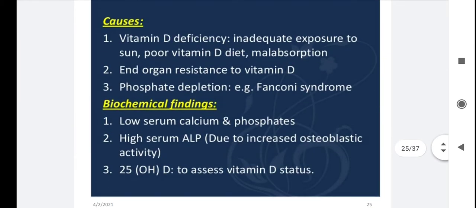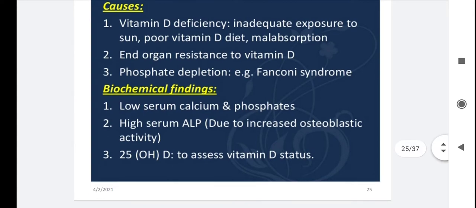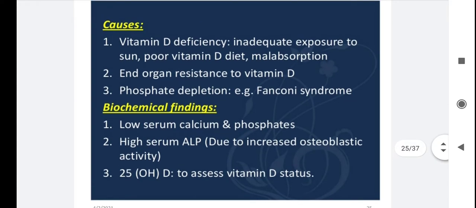Causes of rickets are vitamin D deficiency, inadequate exposure to sun, poor vitamin D diet and malabsorption, and organ resistance to vitamin D, and phosphate depletion like in Fanconi syndrome. The biochemical findings: low serum calcium and phosphate, high serum alkaline phosphatase, and 25-hydroxy vitamin D to assess vitamin D status.